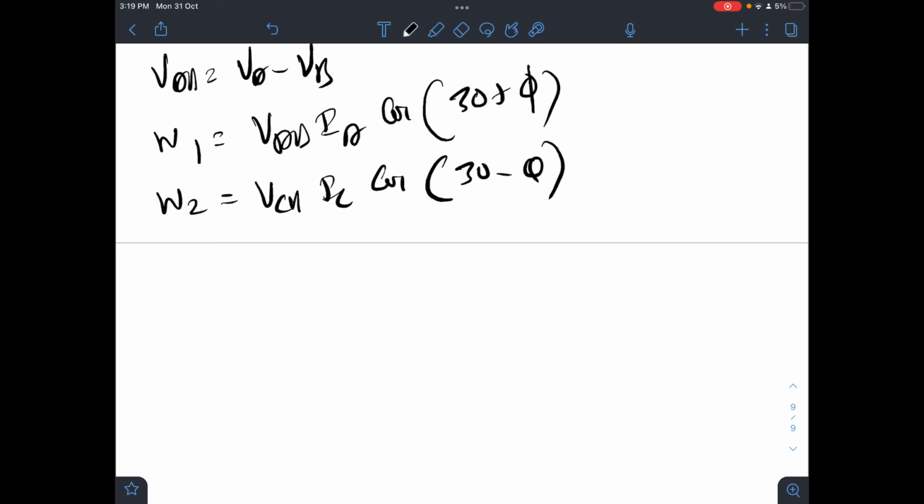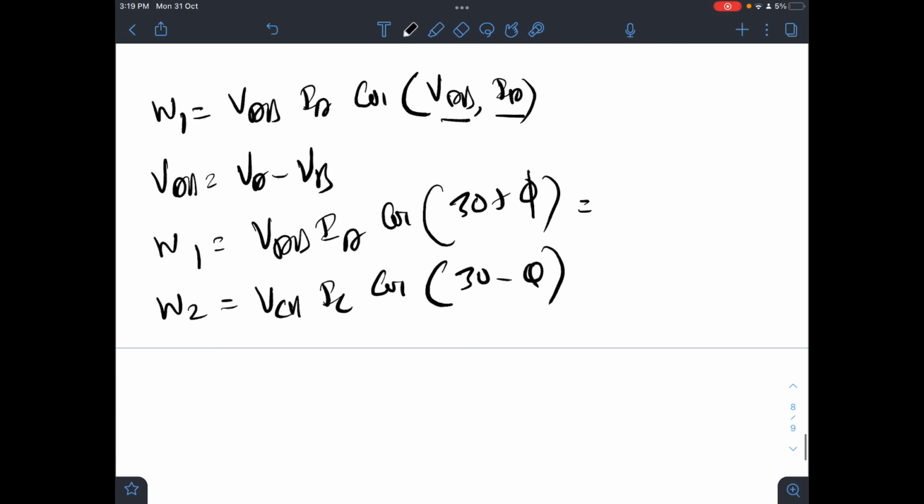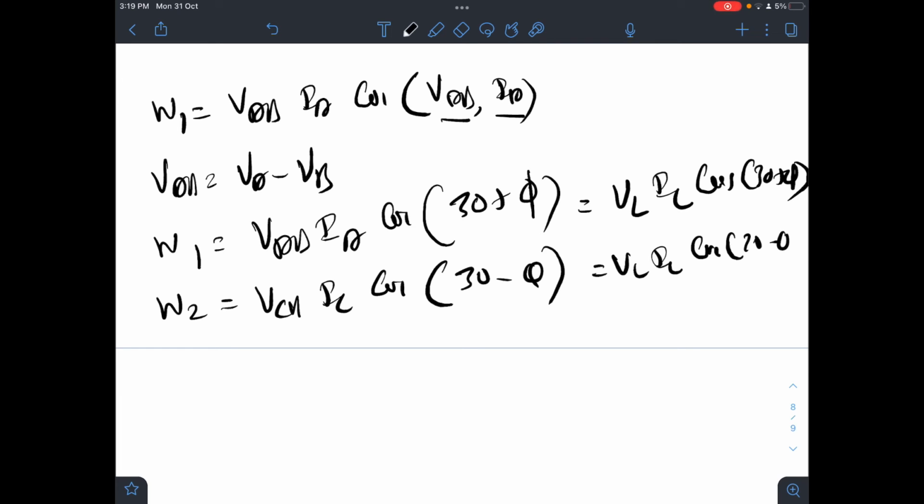For a balanced load, the VAB and VCB magnitudes are going to be the same, and IA and IC magnitudes are going to be the same. They just become the line voltages and the line currents. So I can simply write W1 as VL into IL into cos of 30 plus 5, and W2 as VL IL into cos of 30 minus 5.